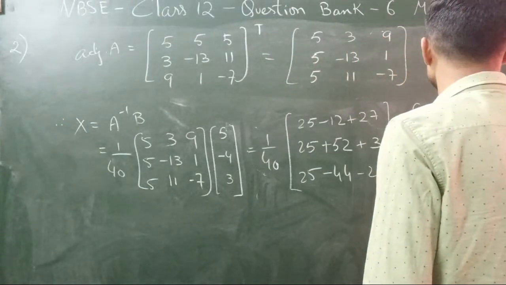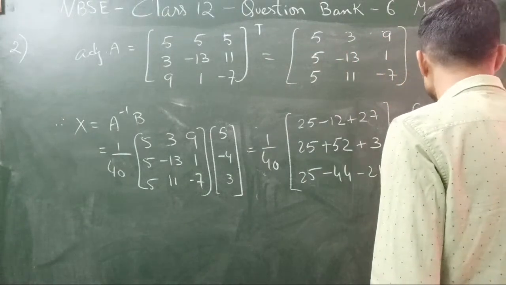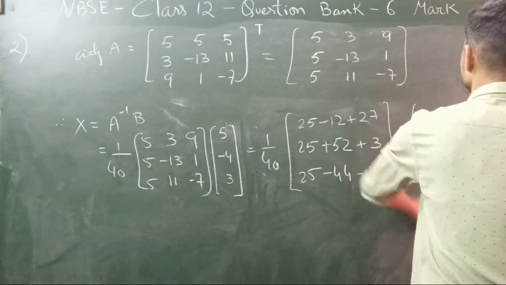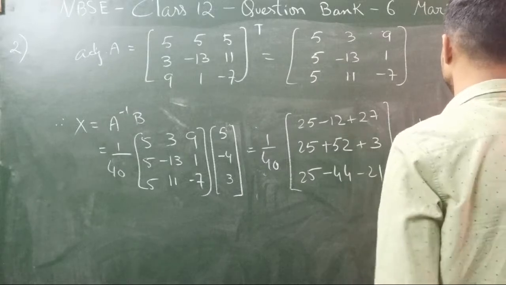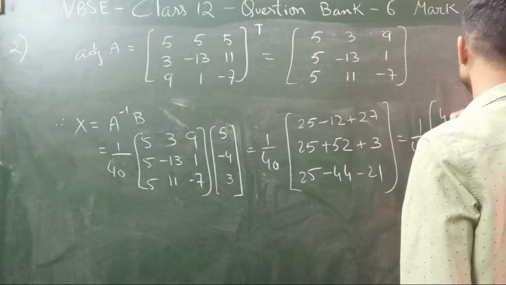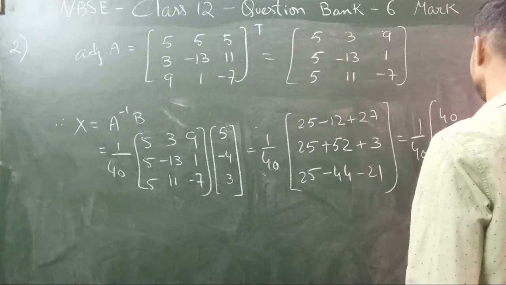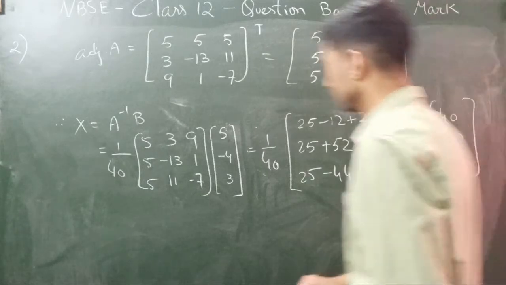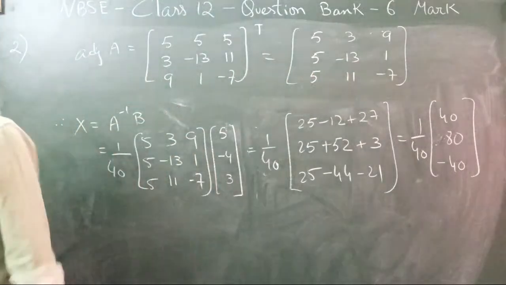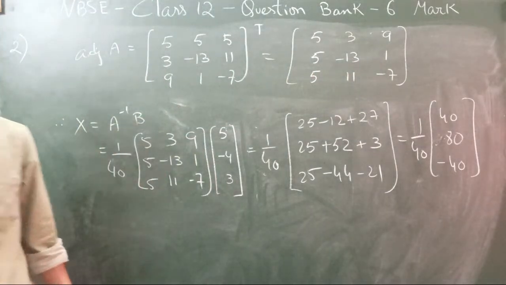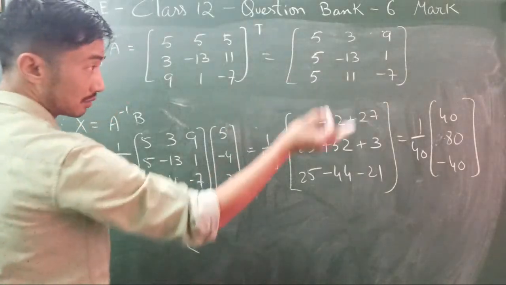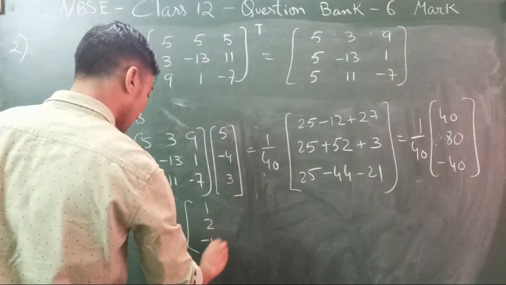40 minus 80, 40. By 40, 40 minus 80 minus 40. 40, 80 minus 40. In that case, x value will be just multiplying 1, 2, minus 1.